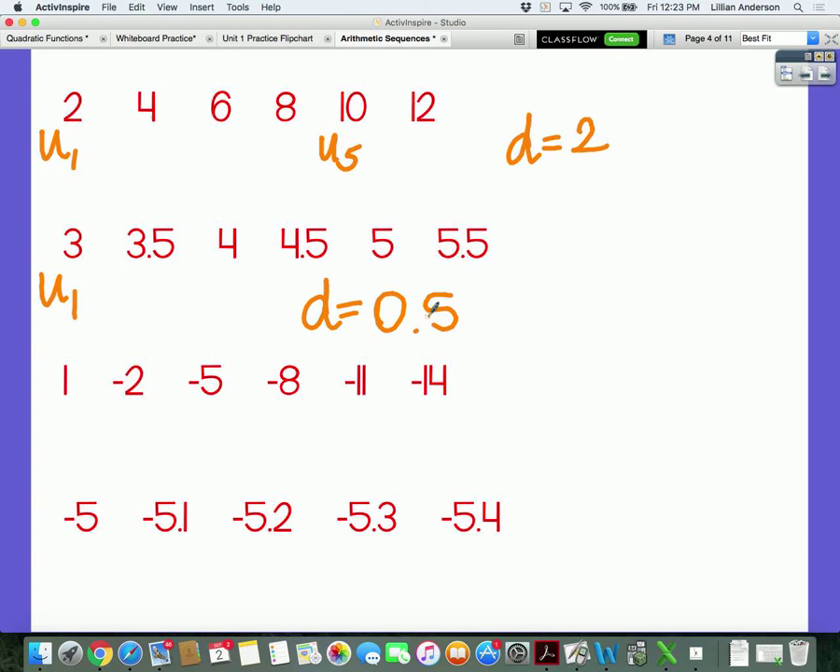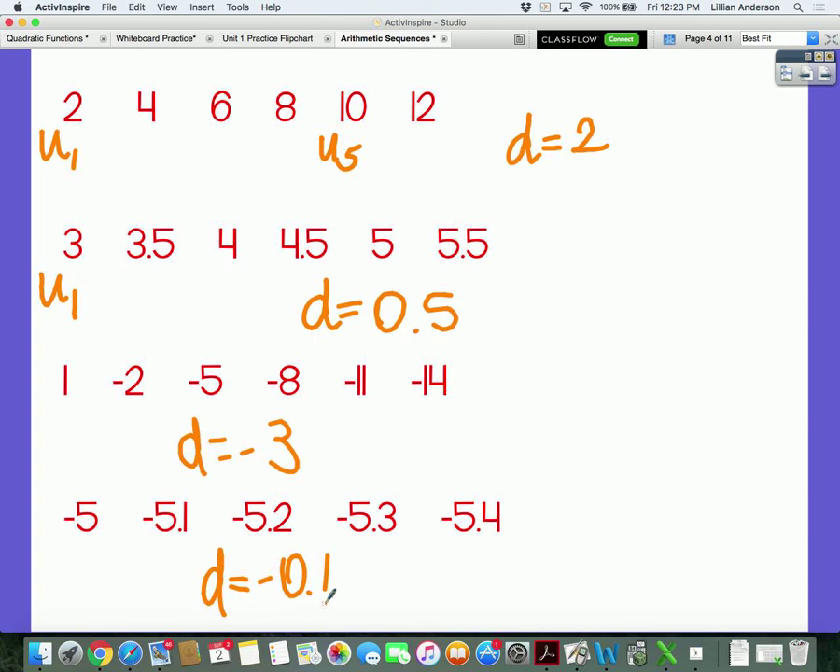For the third one, what is d? Negative 3. Remember, d can be positive or it can be negative. So basically, you're adding a negative 3 each time. 1 plus a negative 3 is a negative 2. Negative 2 plus a negative 3 is a negative 5, so on and so forth. And for the last one? Negative 0.1. You're basically adding a negative 0.1 to each term to get the next.